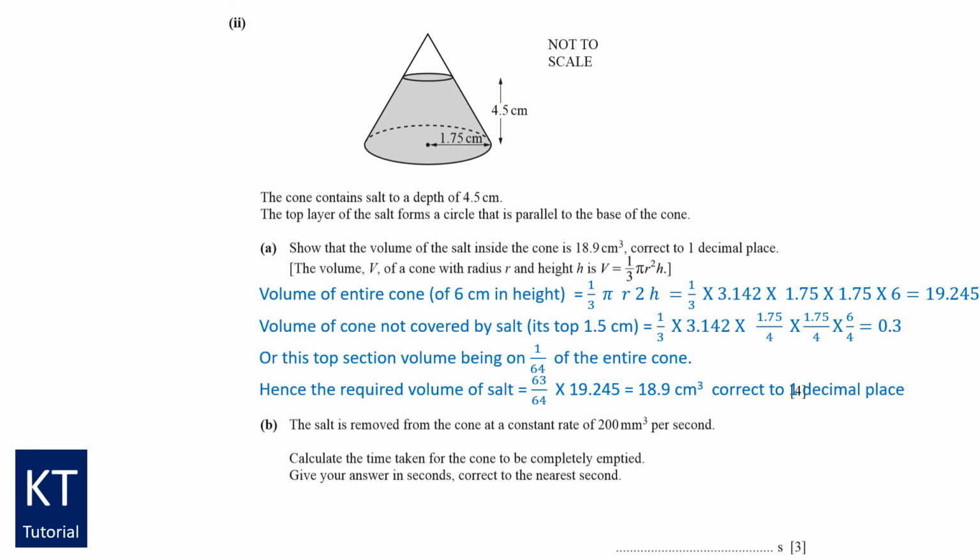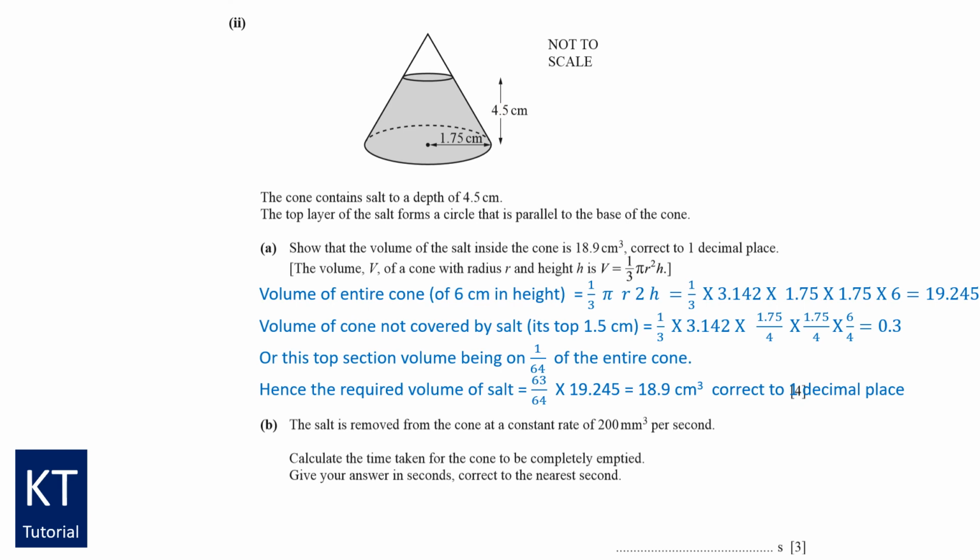The first being identifying the volume of the entire cone, then subtracting the volume of cone not covered by the salt. In the second method, we know that the height of the top section is only 1/4 of the entire. This translates to the volume being 1/4 to the power of 3 of the entire. This means the volume for the top section is 1/64 of the entire cone, and that translates to the required volume of salt being 63 out of 64 of the entire volume of the cone.